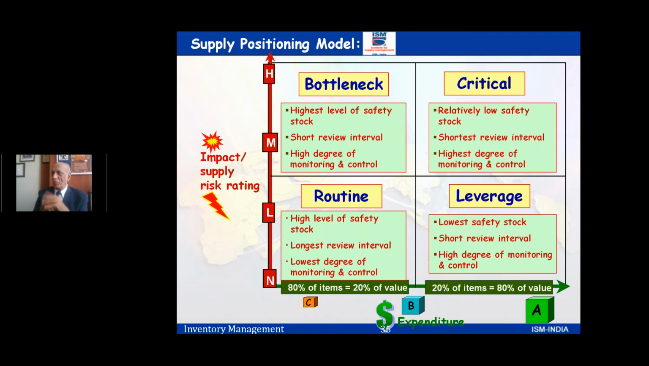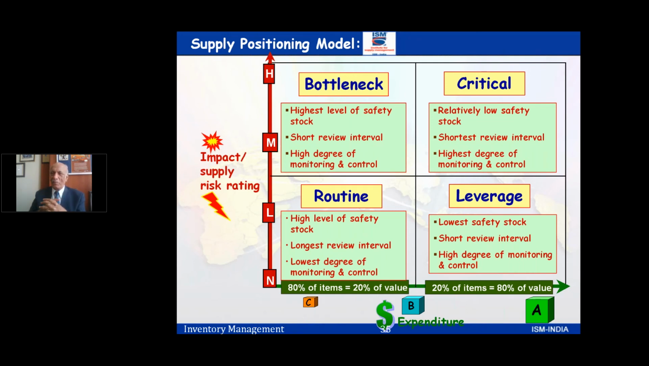Shortest review intervals: I will review them on a regular basis. I won't wait for months and months, because suddenly I find my assembly line is stuck. Highest degree of monitoring and control. Now for the critical, I can quote you one example.